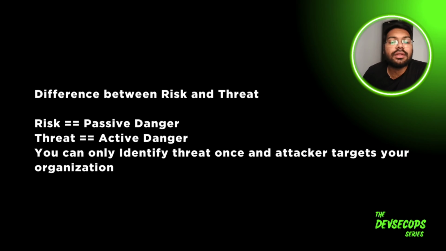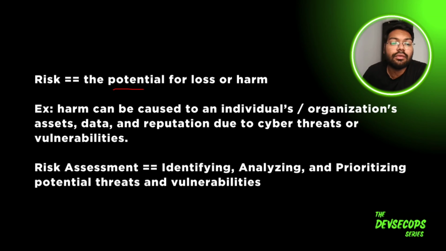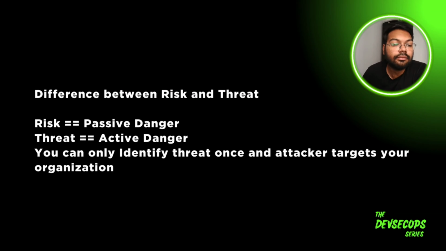Now comes the question: what is the difference between a risk and a threat? We got to know that a threat is some kind of danger that is out there, a potential danger, and risk is what we saw, the potential for loss or harm. So the risk is a passive danger and a threat is an active danger. What do we mean by that? A threat can only be identified once an attacker targets you or your organization. Unless and until there is an attack, you cannot say that some particular thing is a threat to me.